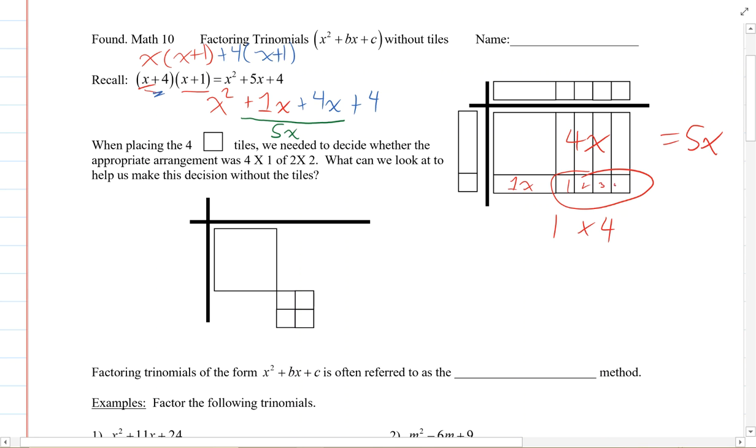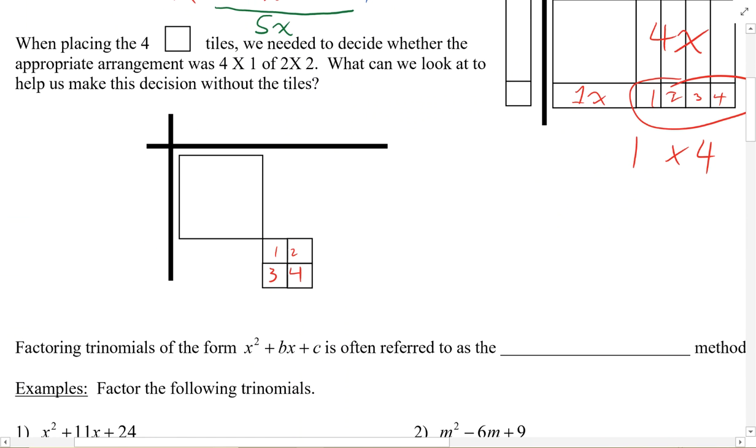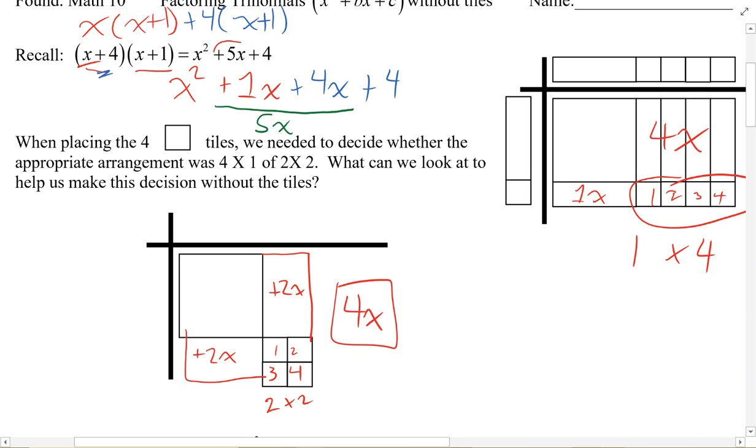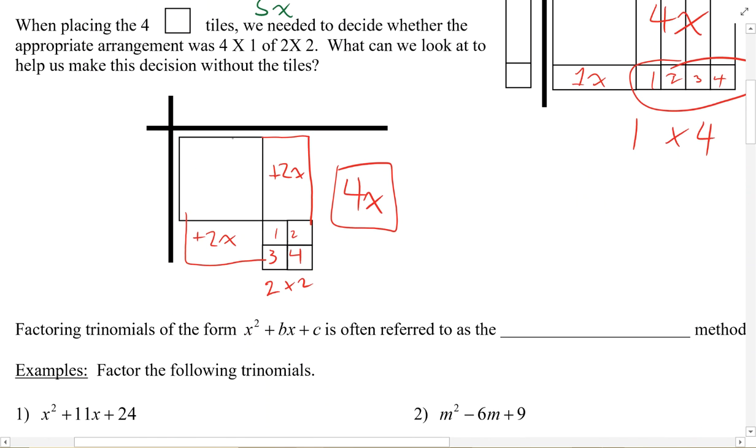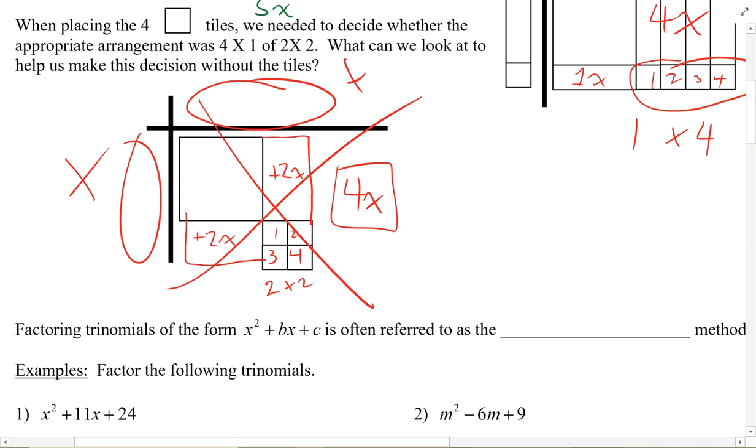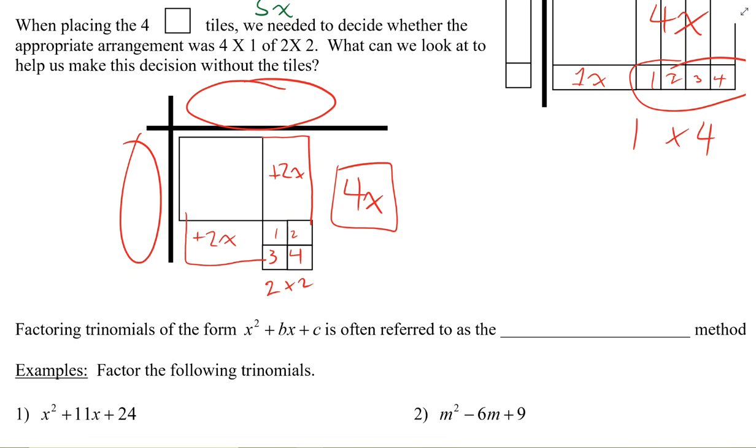But these 4 1 tiles, 1, 2, 3, 4, could also be arranged in this format. That's 4 1 tiles, but this is a 2 by 2 arrangement. And what that gives us up top is 2x's and 2x's. What do they combine to give? They combine to give 4x. And that's a problem because we want to have 5x. So because of that, we know that this can't be the proper arrangement, so the answers we get would be incorrect.